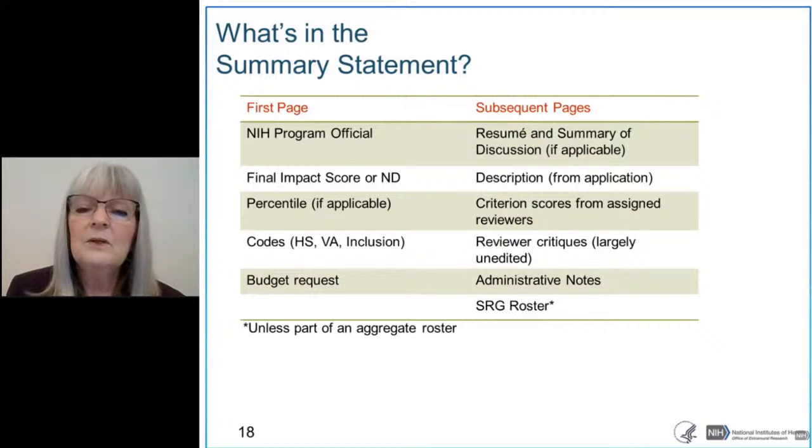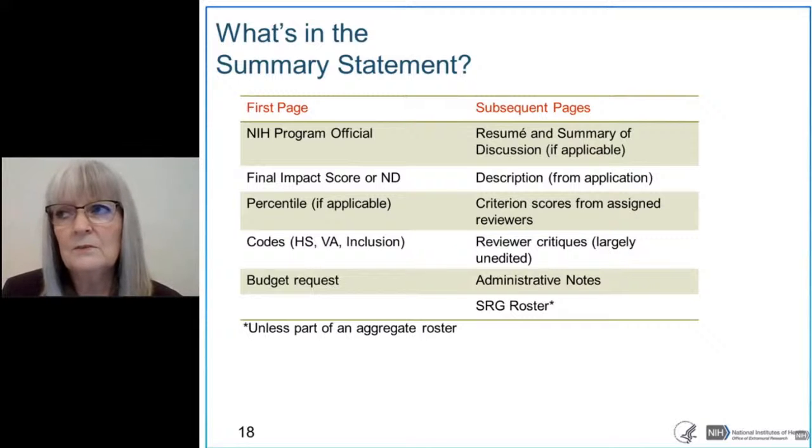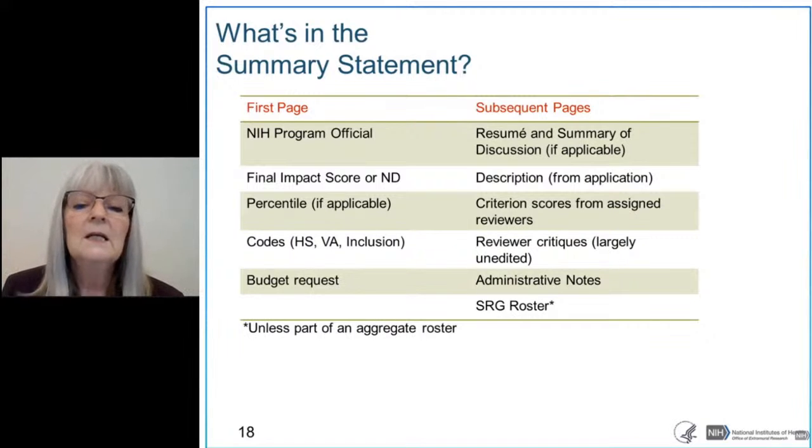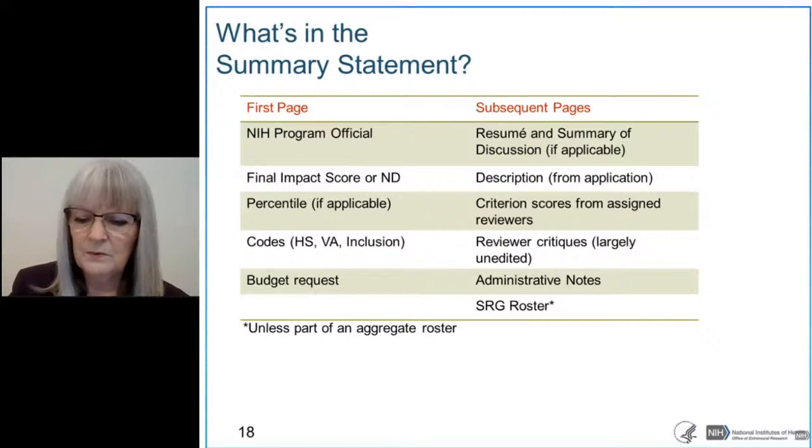If there were any administrative notes that came up from the study section, as well as the roster of the study section members. Now, instead of a roster of names, you might see a link there that takes you to an aggregate roster. The aggregate roster would have the names of several study sections put together into one list. And this typically is done if the individual meetings had a very small number of reviewers. And this is in order to protect the reviewers.